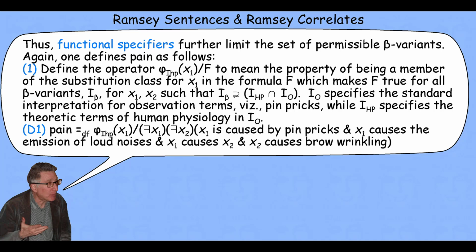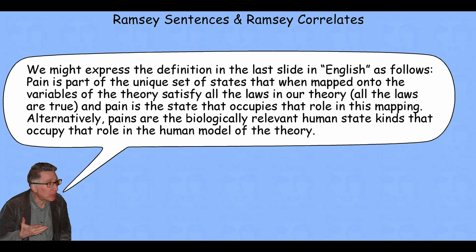Now, we can express the ideas in this formalism in our stilted English by saying that pain is part of a unique set of states that, when mapped onto the variables of the theory, satisfy all the laws in our theory. All the laws are true, that is. And pain is the state that occupies that role in this mapping. Or alternatively, we could say something like pains are the biologically relevant human state kinds that occupy the role in the human model of the theory.